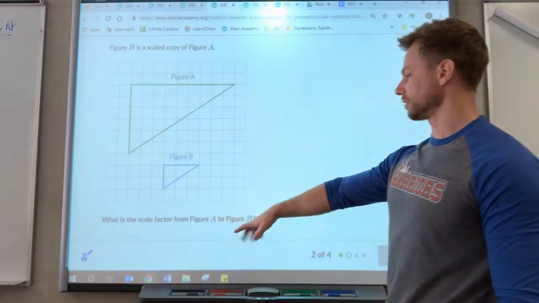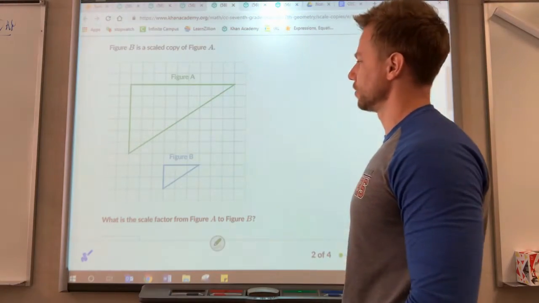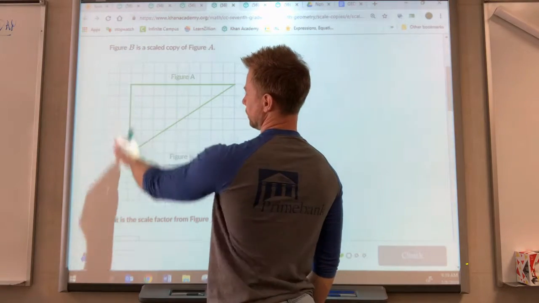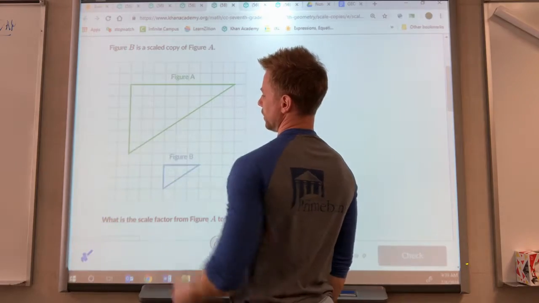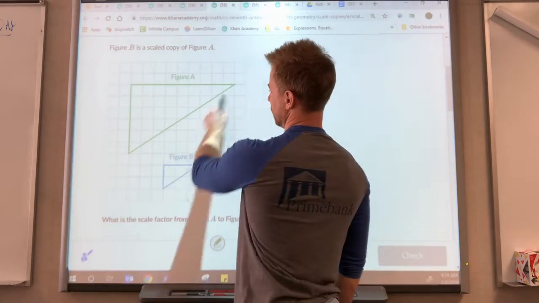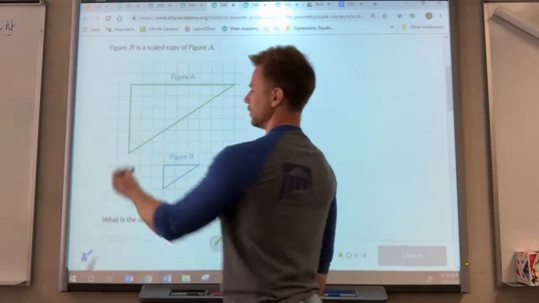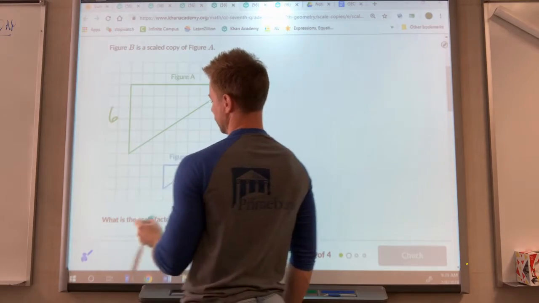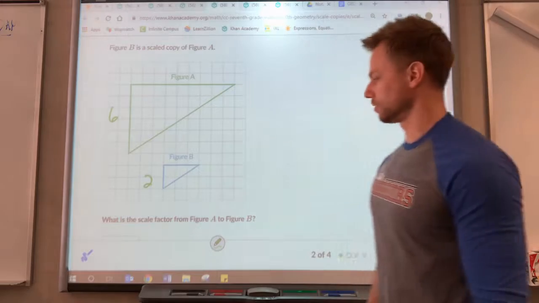What is the scale factor of figure A to figure B? They don't give us side lengths, but they give us graph paper, so we can figure out the side lengths. So this side, I would do either the width or the height. It's up to you. I would not do this side because that's going to be much more complicated, more work than you need to do. So this one is 1, 2, 3, 4, 5, 6, a height of 6. This is 1, 2. So 6 times what is 2?